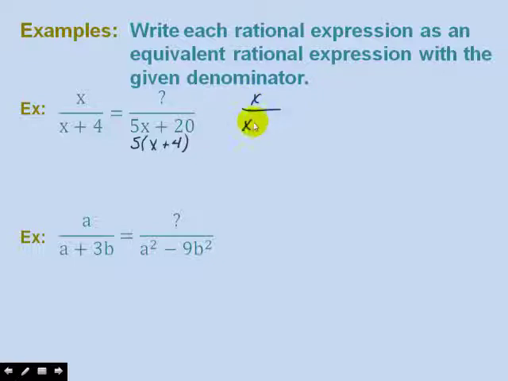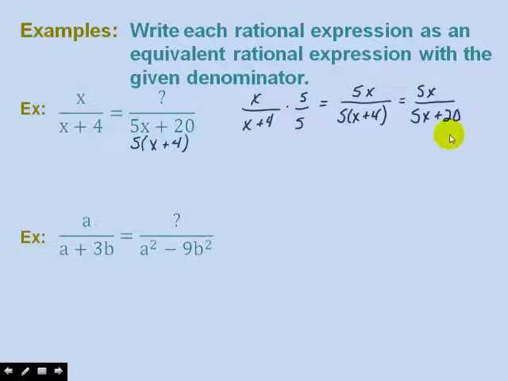So we're going to take our original rational expression times 5 over 5. That will make our new denominator this. That will give us a new numerator of 5 times x. And our denominator will be 5 times the x plus 4. If you want to make it look exactly like this one, then you could go ahead and distribute that 5 again. So you'd have 5x plus 20. So here's our equivalent expression.